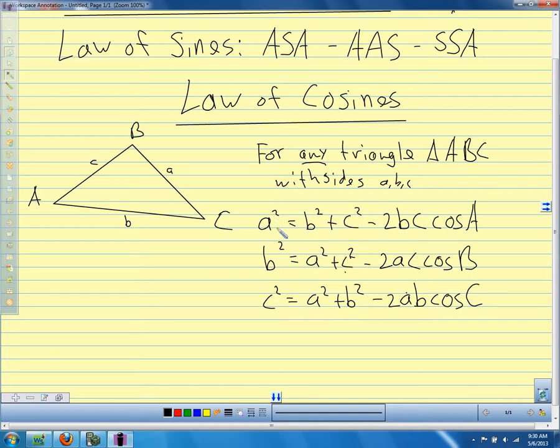And we said that this first part of the equation looks kind of like the Pythagorean theorem. Well, if one of our angles is 90 degrees, cosine of 90 degrees is 0. So 0 times anything is 0, that whole part would go away. So if we have a 90-degree angle, the law of cosines turns into the Pythagorean theorem. The law of cosines really is just an extension of the Pythagorean theorem.